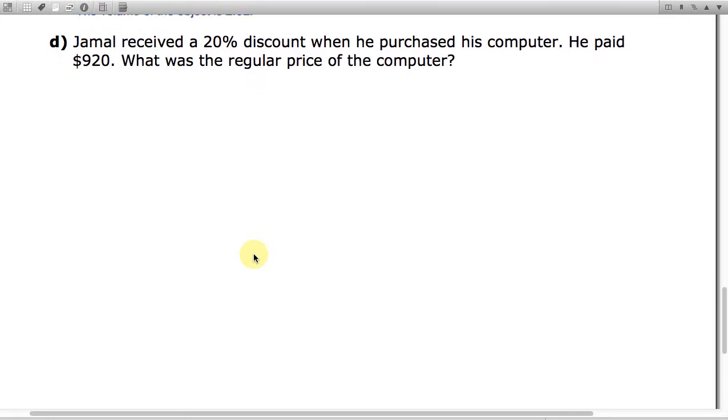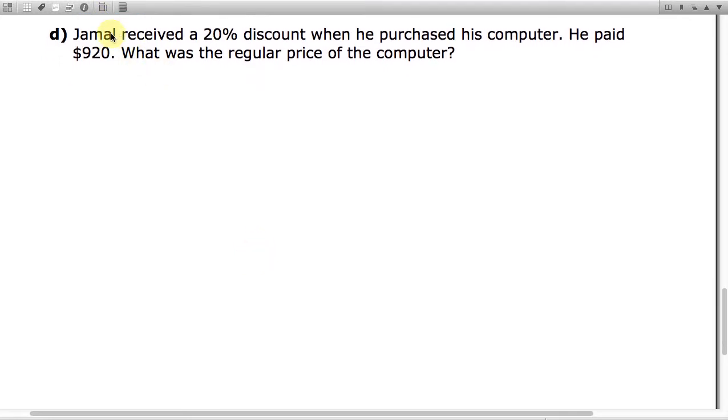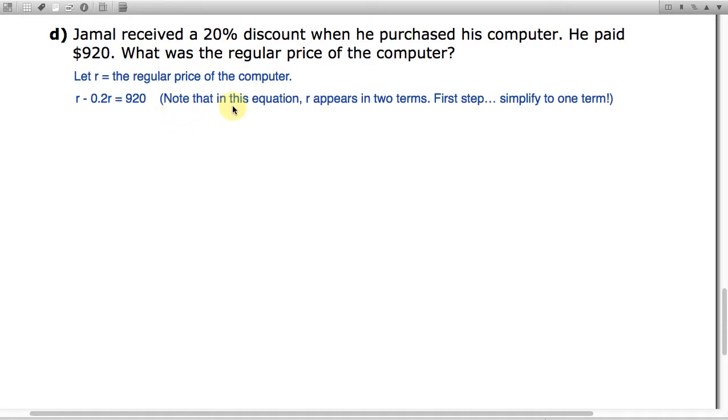And finally, it says here Jamal received a 20% discount when he purchased his computer. He paid $920. What was the regular price of the computer? So first of all, letting R represent the regular price of the computer. Now there's a 20% discount, so starting with the regular price and subtracting 20% of the regular price will give you the discounted price of $920. But note that at this point we've got R appearing in two terms. So the first step is going to have to be for us to simplify this left-hand side to just one term.